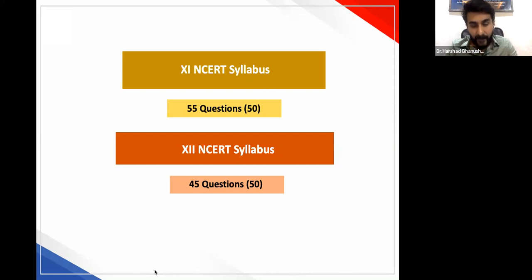What you see in brackets in front of you are the question numbers which were asked last year. That means last year, your 11th NCERT had 50 questions and 12th NCERT, they had asked 50 questions. Now, as we all know, 11th NCERT has far more chapters as compared to 12th. And that is why this distribution done this year, of 55 from 11th NCERT and 45 questions from 12th NCERT, is far more balanced in my opinion. So this is the distribution according to your 11th and 12th, the number of questions.